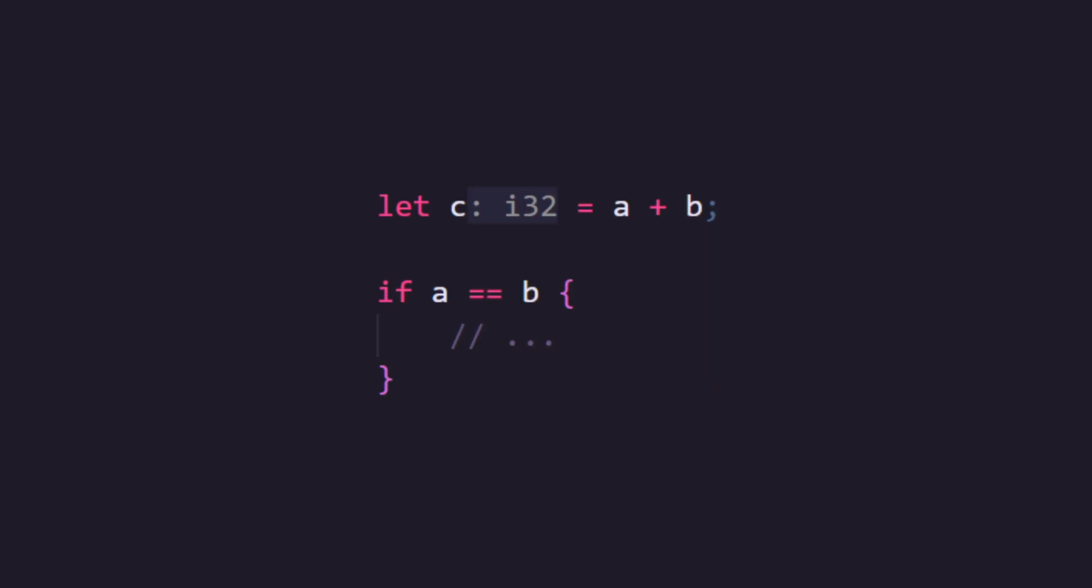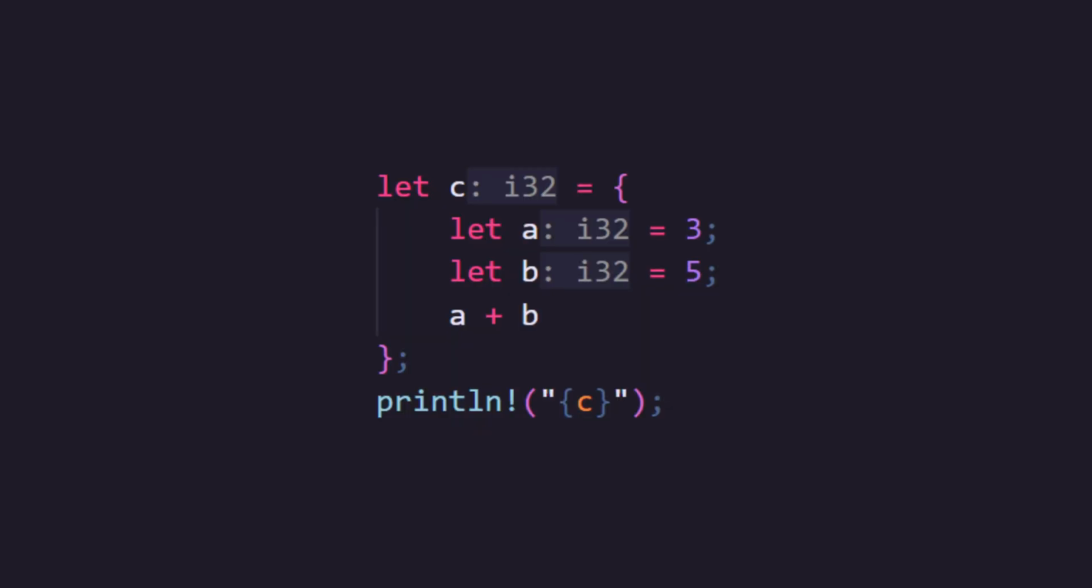Usually, you might use an expression as part of an assignment or an evaluation. For example, let c equal a plus b, or if a equals b. However, Rust allows you to use a block, code between curly brackets, as an expression, and the final value of that block can itself be an expression.